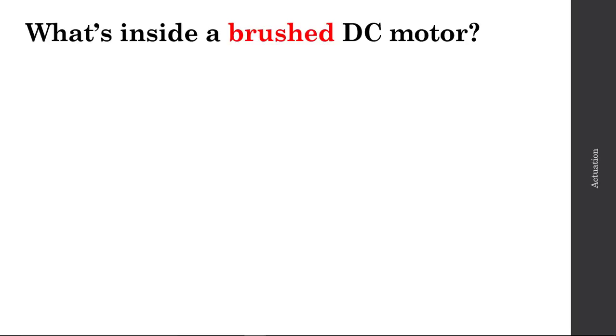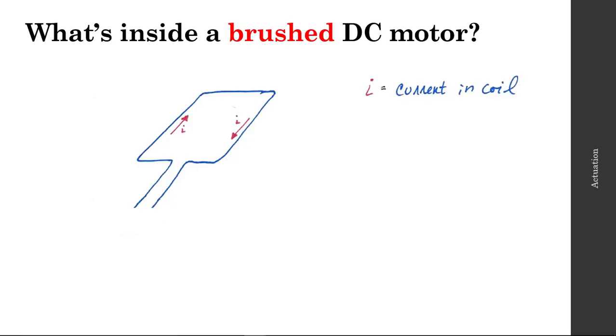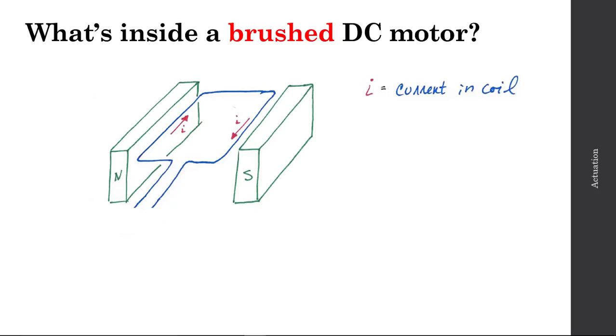A DC motor is an electromagnetic actuator, and the electric component of that actuation is provided by a coil. Through this coil, we're running some current, where I is defining the current that's in that coil. Often there are many loops of the coil, but I'm just going to draw one here for the sake of clarity. The magnetic component of this electromagnetic actuator is provided by these magnets. We have both a north pole and a south pole for the magnets. These magnets set up a magnetic field, I'll call that beta, and this magnetic field is moving from north to south.